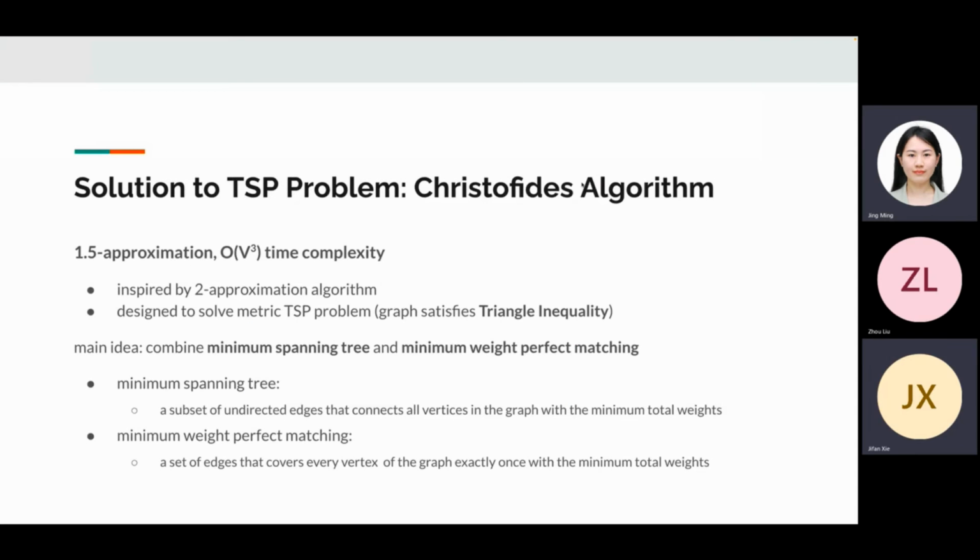Hi, I will introduce another solution to the metric TSP problem. The metric means the graph follows the triangle inequality. The algorithm is called the Christofides algorithm. It has the approximation ratio of 1.5, and it takes cubic time complexity, faster than the DP solution. The main idea is to combine MST and minimum weight perfect matching.